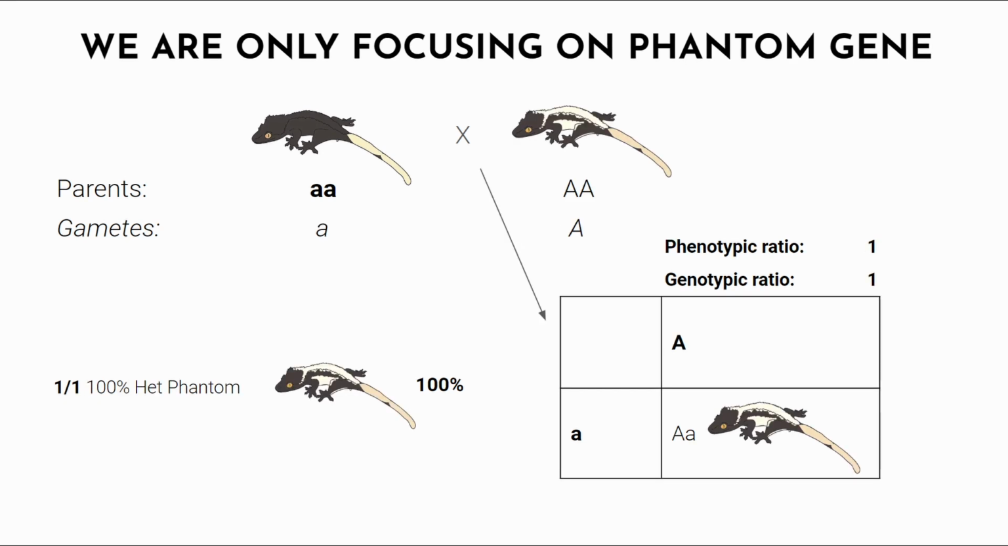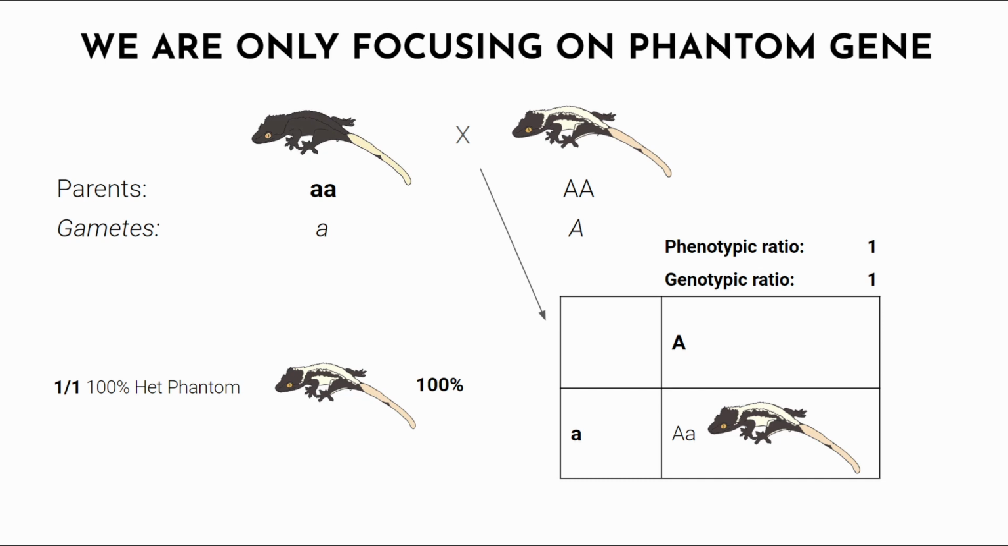When we pair up a phantom to a non-phantom that has no copies of the gene, therefore a homozygous recessive to a homozygous dominant, the gametes being passed on are small a from the phantom and a big A from the non-phantom with no copies of the phantom gene. All of the kids that are being produced from this pairing are going to be heterozygous for phantom, so they are 100% het phantom.